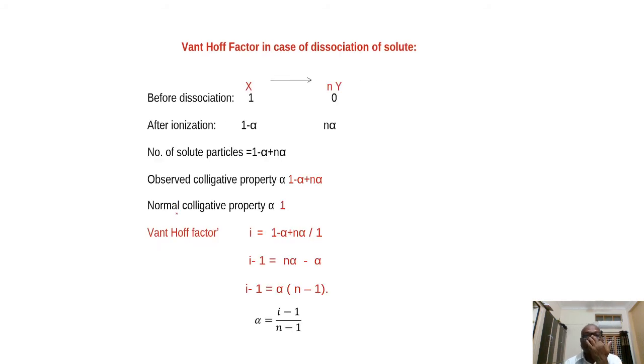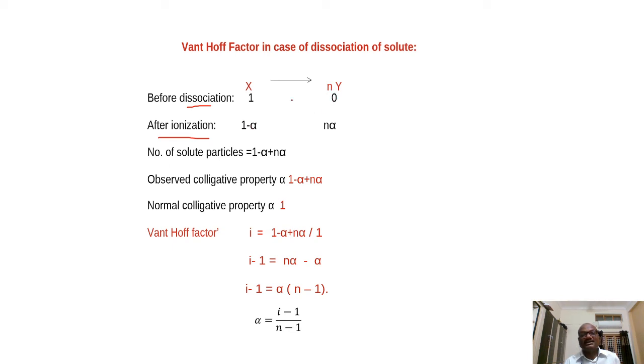Now we derive the equation for the Van 't Hoff factor that shows the relationship between the Van 't Hoff factor and degree of dissociation. For example, X is a solute, and it is dissociating to form n particles. Before dissociation, let's say it is 1, and the particles are 0. After ionization or dissociation, you see 1 minus alpha, because we are saying the degree of dissociation of this X is alpha. That's why 1 minus alpha.